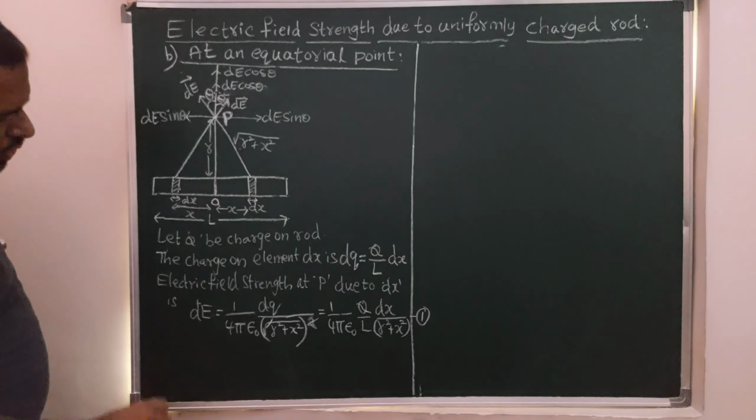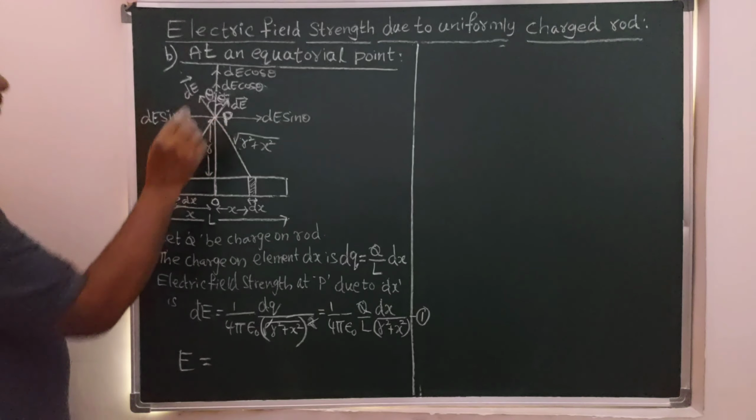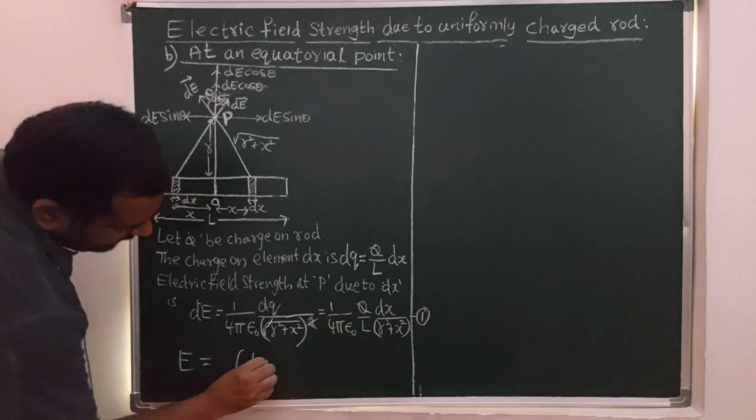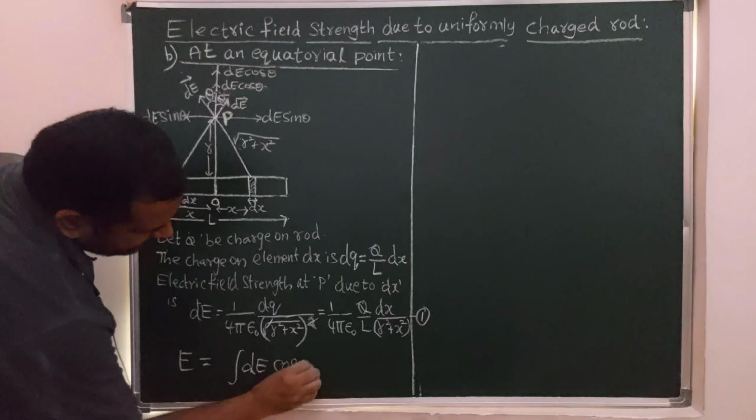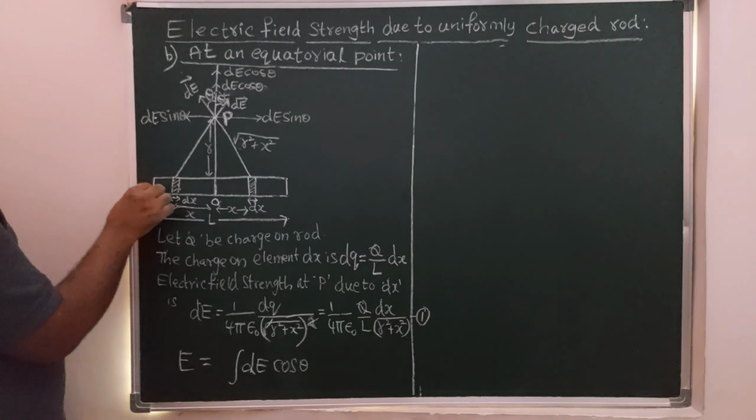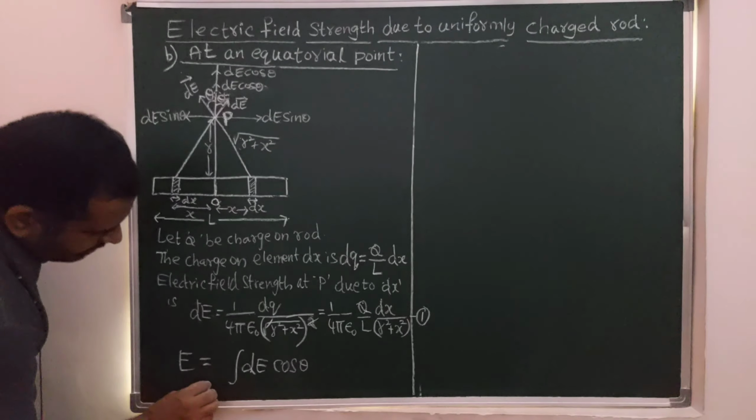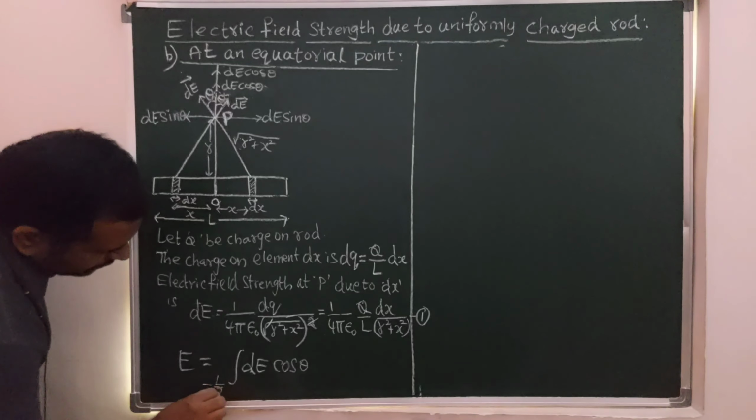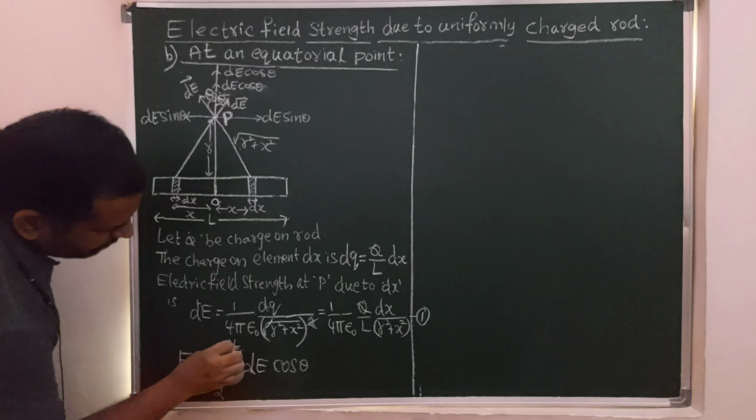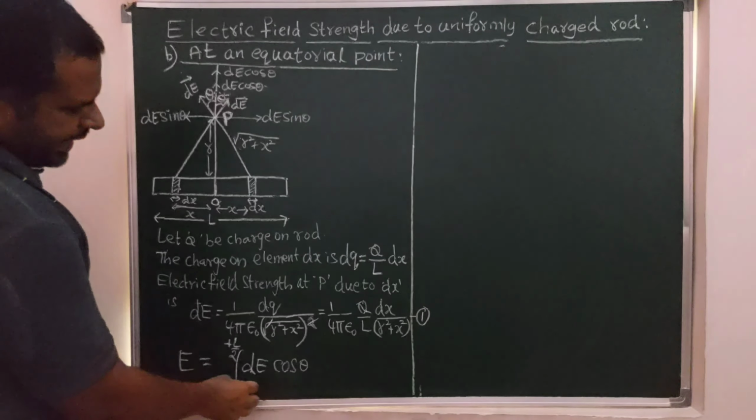So we can write the net electric field at P as the integration of dE cos theta. But from where to where do we take the limits? Here it is 0, this side is minus L by 2, this side is L by 2. So we can take the limits from minus L by 2 to plus L by 2. Now, dE cos theta.